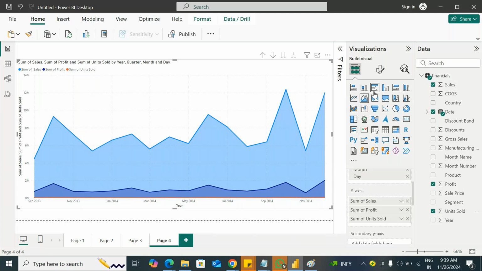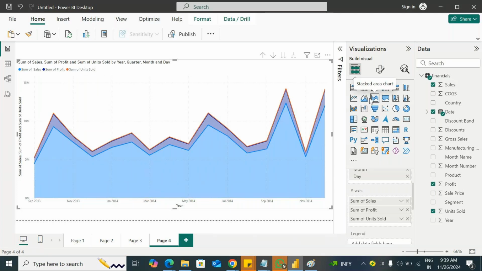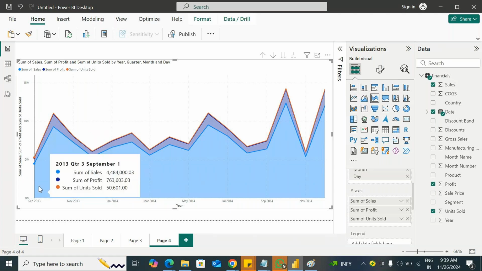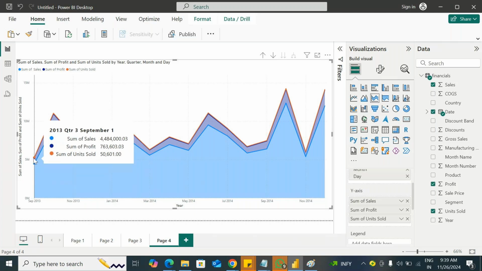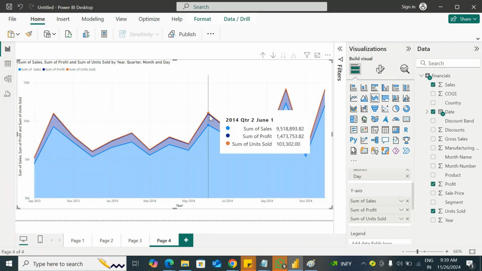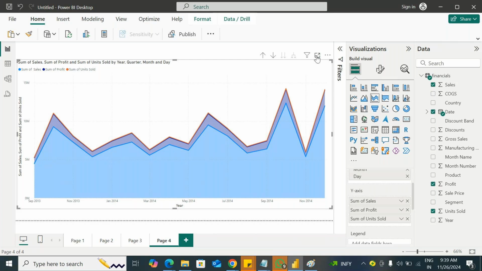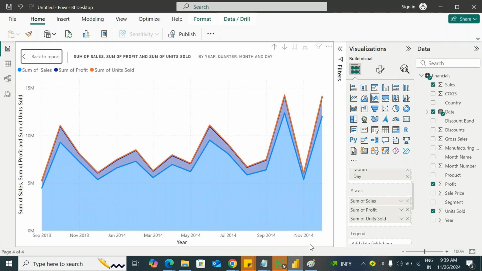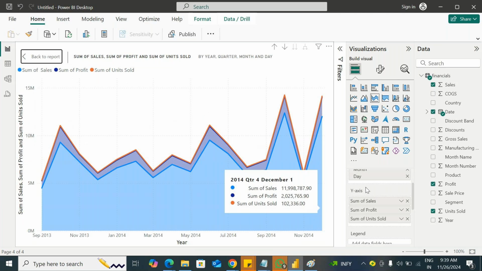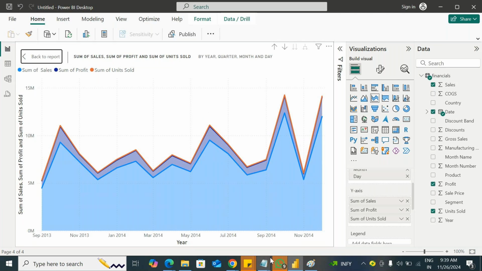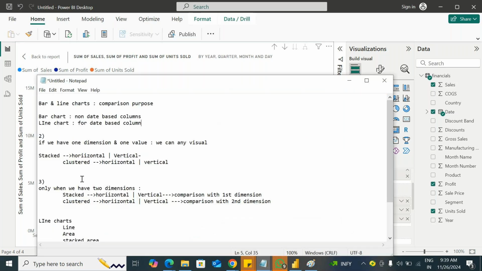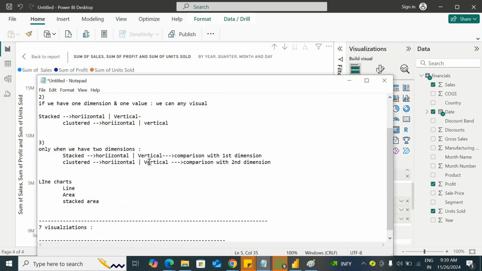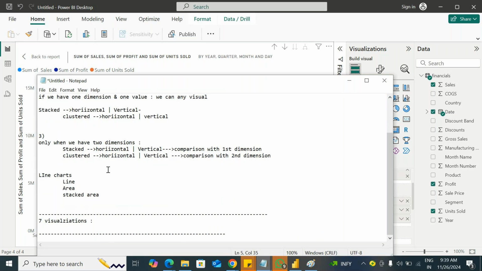Whereas stacked area is nothing but one on top of another, it is going to represent. First one value is represented, then another value that reaches to 5 million plus, and on top of that another value is represented. So this is a stacked area. You already know what is clustered, what is stacked. So whenever we are working with time based comparisons, and whenever we have two values, if you want to compare the first one, you can go with the stacked area.